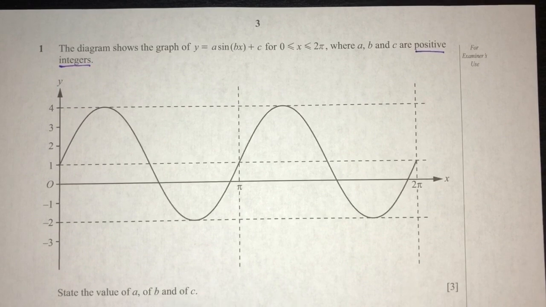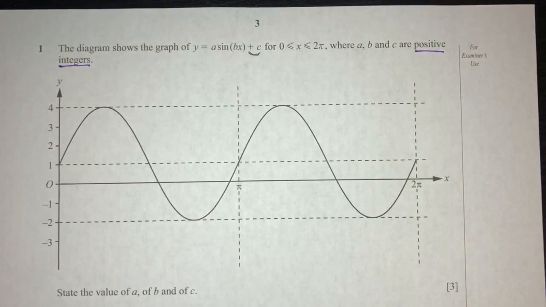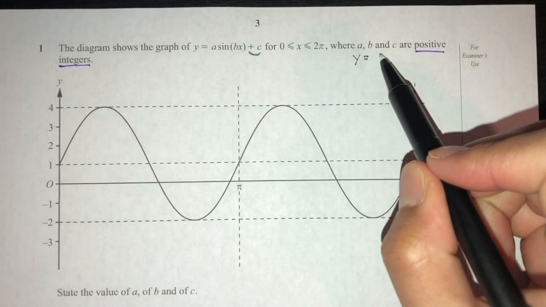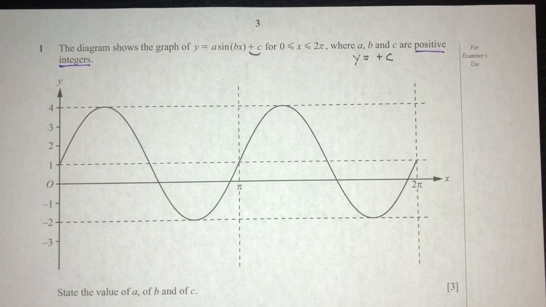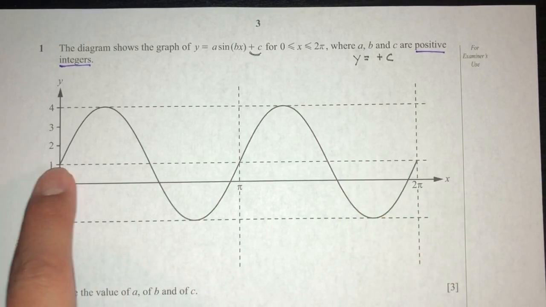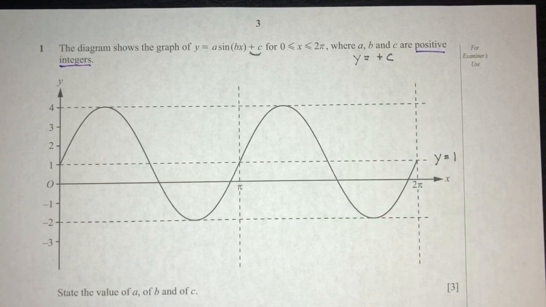So let's see how we can use this graph to find those values. One thing we have to look at first is this value of c. This value of c is called the baseline. So y equals plus c, that will be your baseline. The baseline has a job of dividing the curve exactly into halves. If you observe, the curve is exactly half at this line. So basically, this will be the line y equal to 1. This will be your baseline. So c has to be the value of 1.